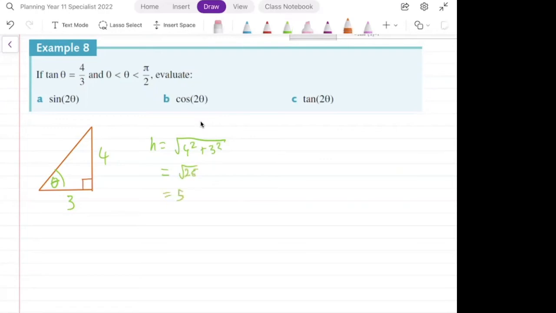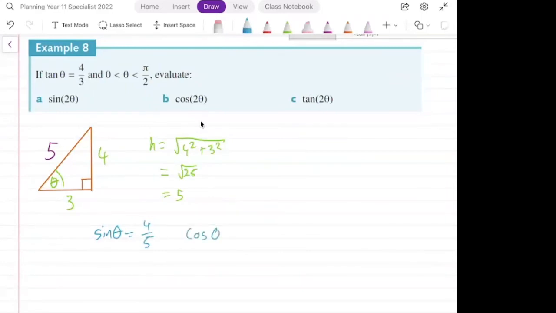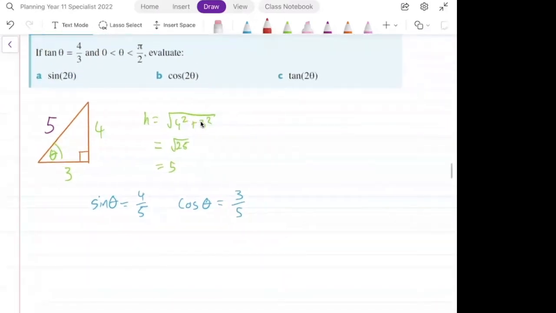So this length here is going to become 5. Let's put that in purple. This is going to become 5. So therefore, I can say that sine theta is equal to 4/5, and cos theta is equal to 3/5. Once I've got these two, I've got sine, I've got cos, I've got tan, I can now just substitute those in for my double angle.